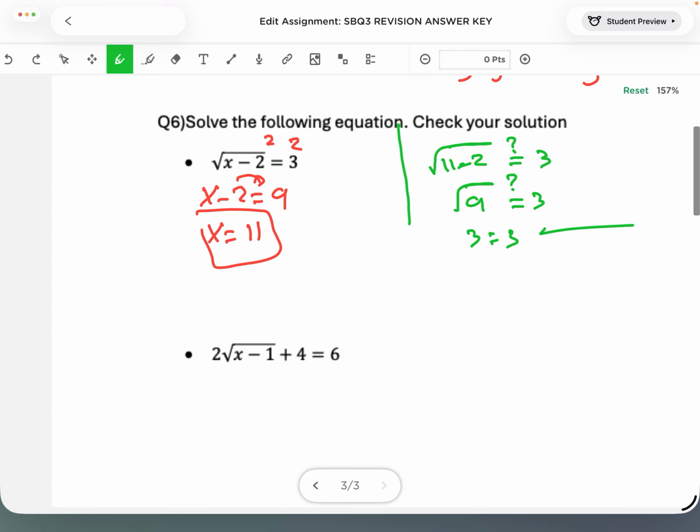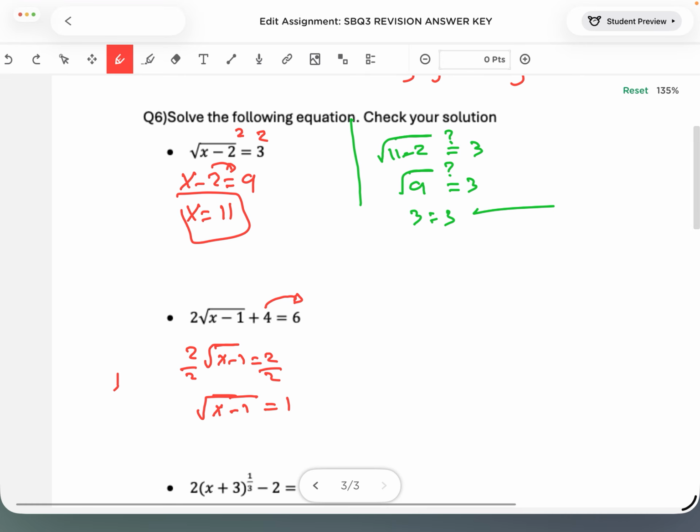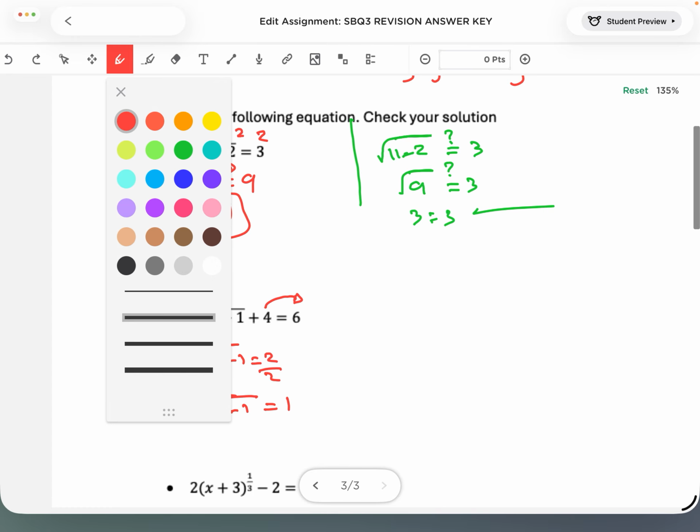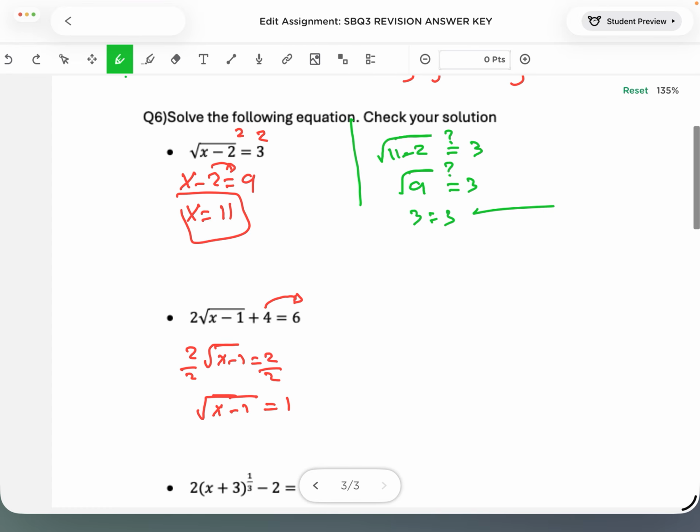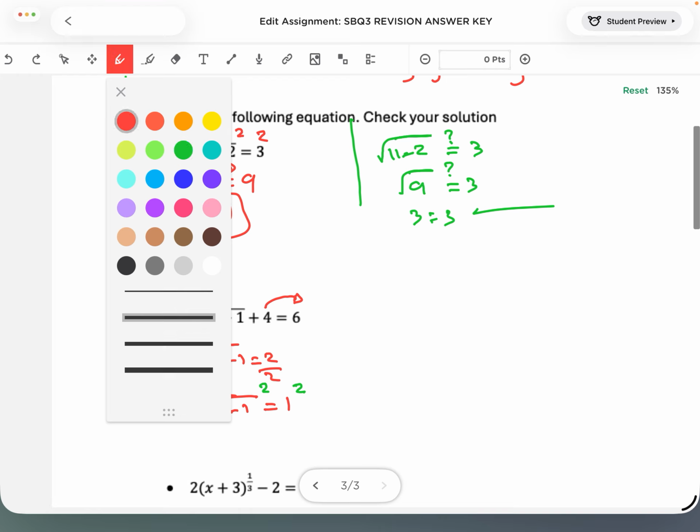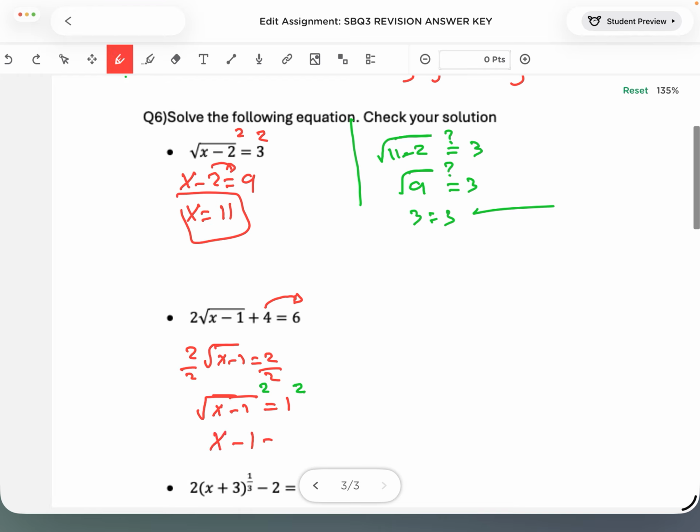Now the second one, I have to move 4 to the other side. So 2 square root of x minus 1 will be 2 over 2 over 2. That means the square root of x minus 1 equals 1. Power 2. x minus 1 equals 1. Move it to the other side. So the value of x will be 2.